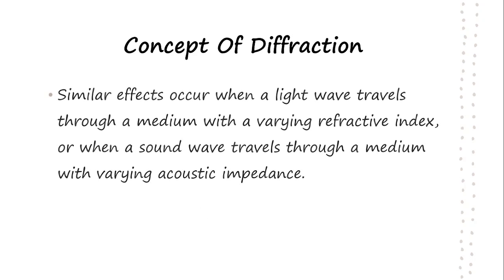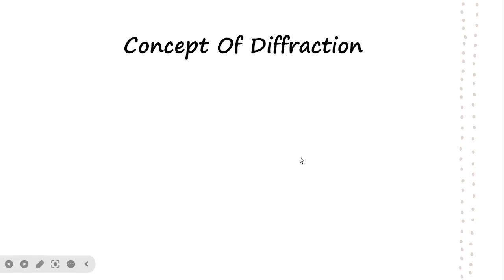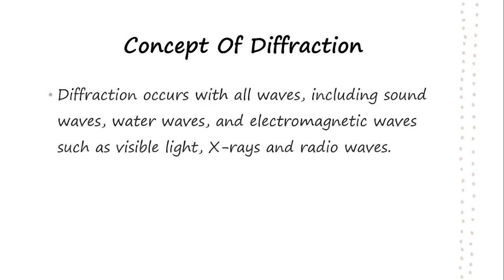Similar effects occur when maybe a light wave travels through a medium with varying refractive index, or when a sound wave travels through a medium with varying acoustic impedance. So this is how it occurs in these different kinds of waves. Here we're talking about light waves and sound waves. Diffraction occurs with all waves. You can see it in all kinds of waves, including sound waves, water waves, and electromagnetic waves, such as visible light, X-rays, and radio waves.